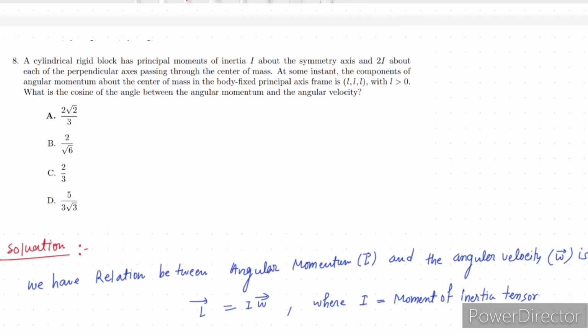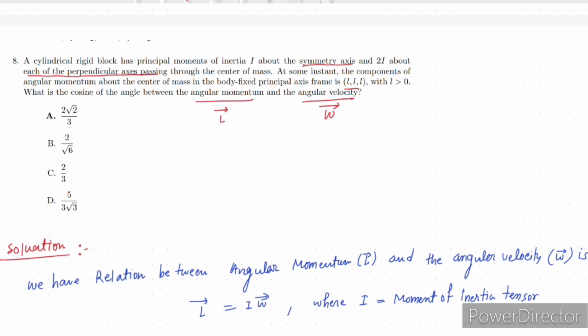Let's start with our first question in part 2, that is question number 8. What is the question actually? A cylindrical rigid block has principal moment of inertia I about the symmetric axis and 2I about each of the perpendicular axes passing through the center of mass. At some instant, the components of angular momentum about the center of mass in the body-fixed principal axis frame are each equal to L, with L greater than 0. What is the cosine of the angle between the angular momentum vector L and the angular velocity vector omega?